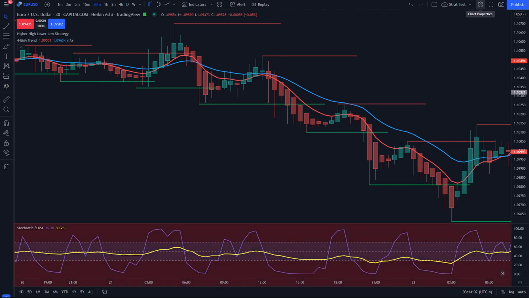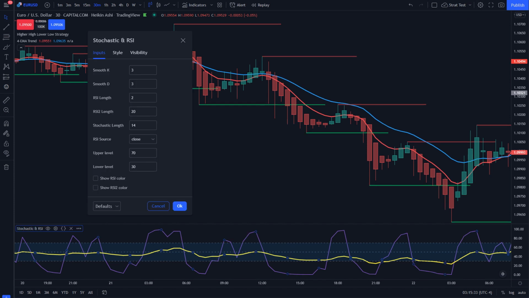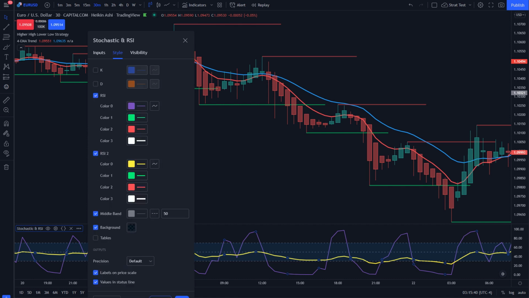The next indicator is my stochastics and RSI, and I added 2 RSIs to the chart. A crossing of these RSIs can be seen as a confirmation for a pullback entry. Again, here are the settings. I use an RSI that has a length of 2 and the other one has a length of 20. I'm displaying both RSIs, but I'm hiding the stochastics, the K and the D line.